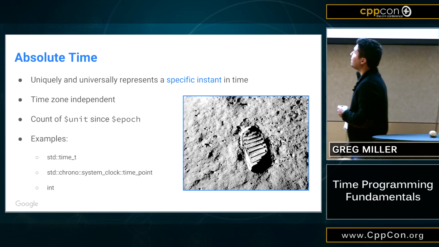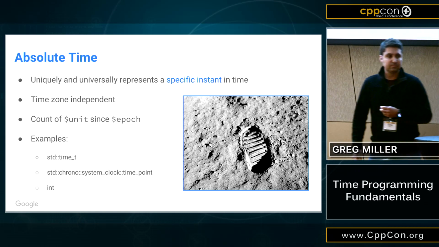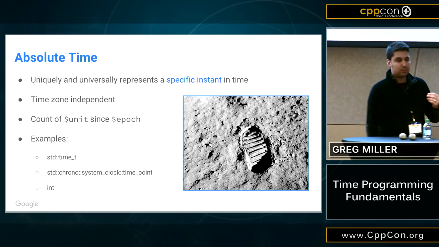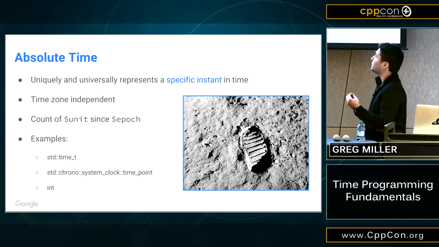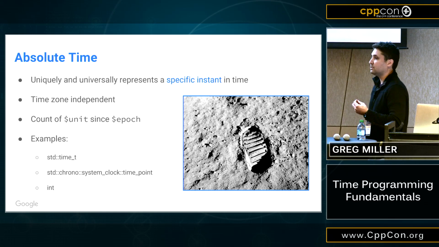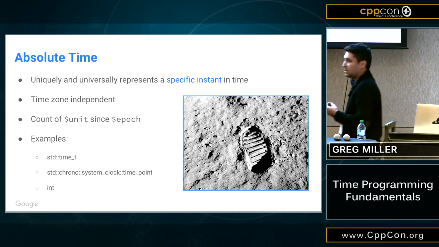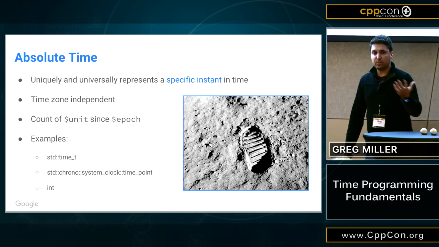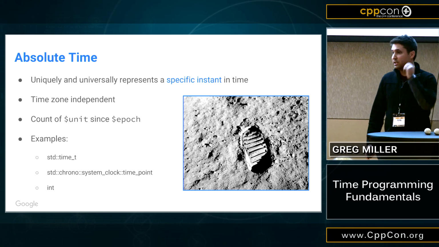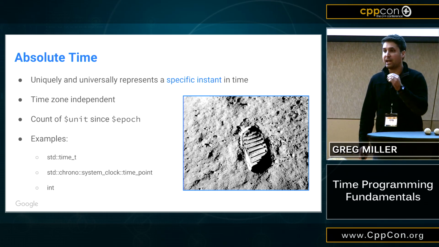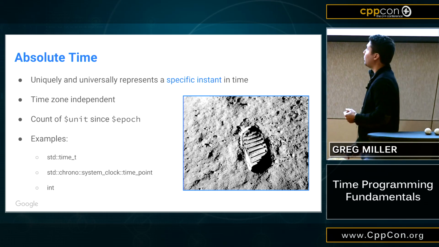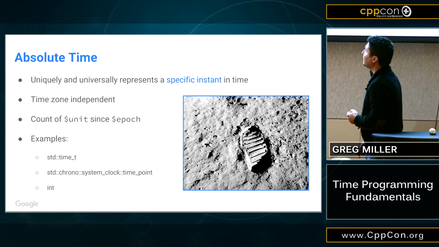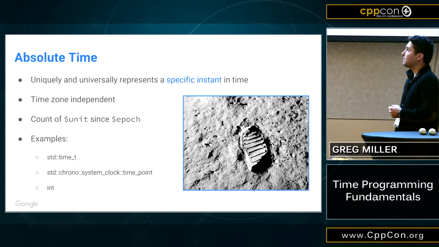And then I'd like to talk about absolute time. Absolute time uniquely and universally represents a specific instant in time. This instant is something that everybody would agree on when a particular instant is. The fact that this talk is happening right now, it doesn't matter where you are, where you may be watching this. Absolute times are time zone independent.